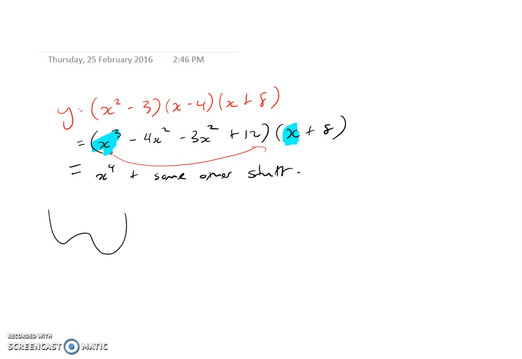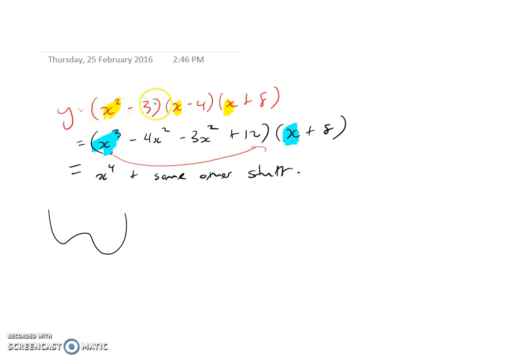Now what about this one? What would that one look like? We have x squared minus 3 times x minus 4 times x plus 8. If you expand these brackets, you get x cubed times x plus 8, and when you expand that, you get x cubed times x, which gives you x to the 4. So these multiplications of the x's give you a quartic, and it's a positive quartic, so it has this W shape.